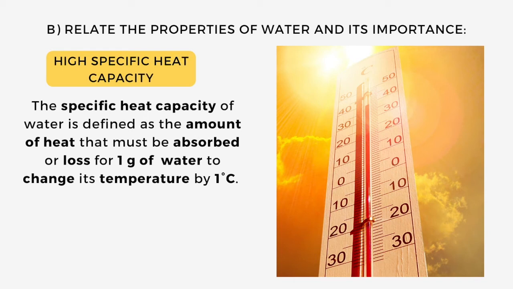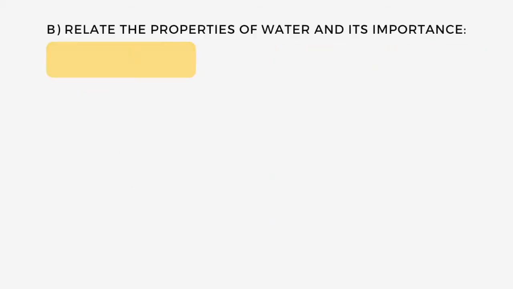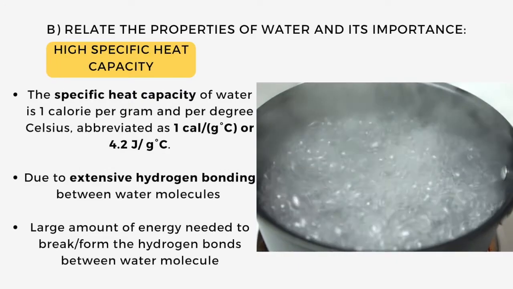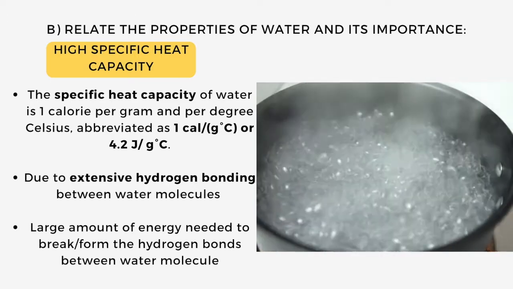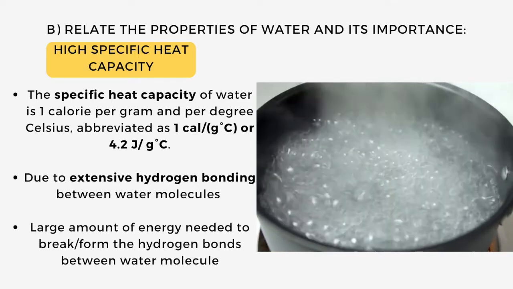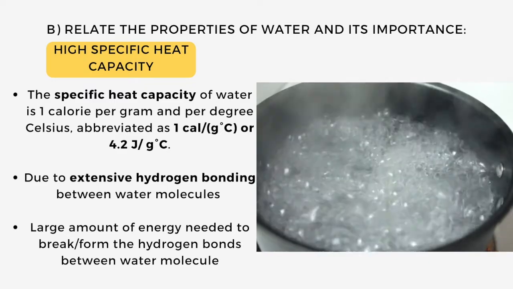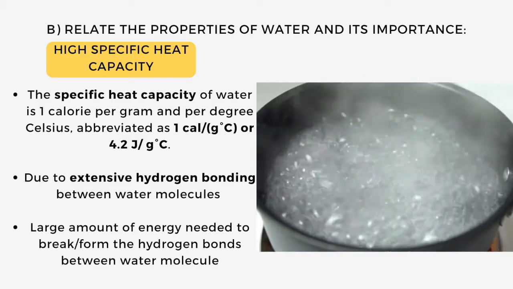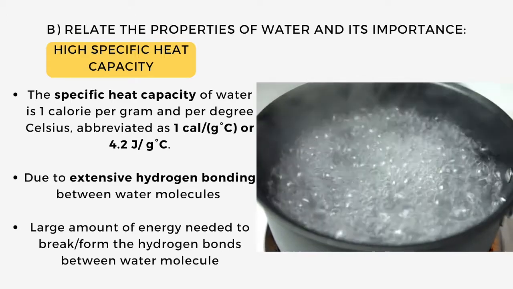Next, we will discuss the high specific heat capacity. The specific heat capacity of water is defined as the amount of heat that must be absorbed or lost for 1 gram of water to change its temperature by 1 degree Celsius. The specific heat capacity of water is 1 calorie per gram per degree Celsius, or 4.2 joules per gram per degree Celsius. This is due to the extensive hydrogen bonding between water molecules. A large amount of energy is needed to break or to form the hydrogen bonds between water molecules.